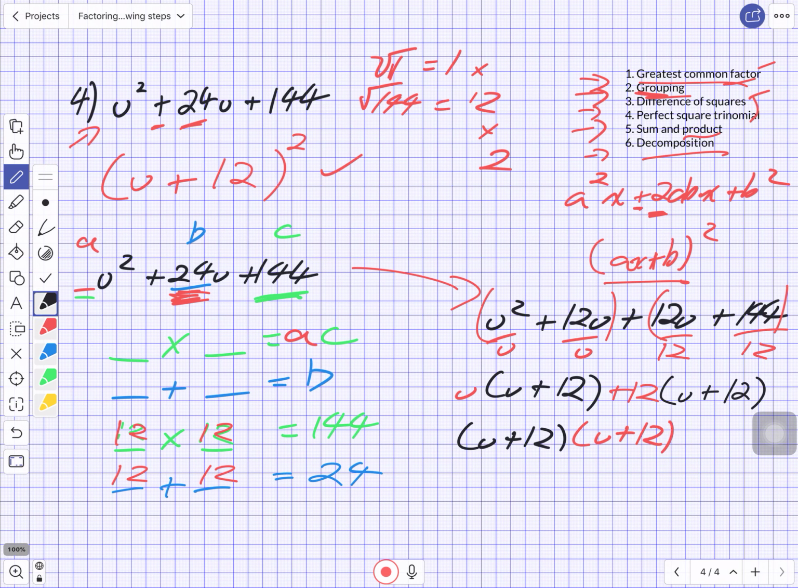But we have two brackets that are the same. Can I simplify that? Yeah. U plus 12 to the power of 2, which is the original answer we got. Now, we pretty much tackled everything. The one thing I didn't tackle that I said we could is a difference of squares using decomposition. I'm going to very, very quickly do that for you, okay?